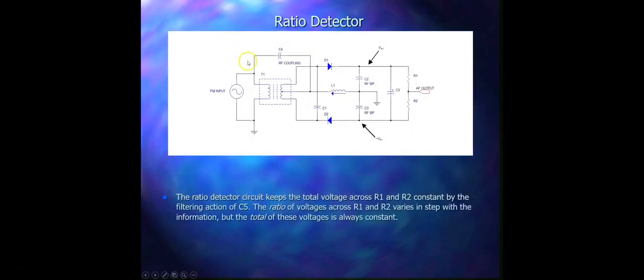The ratio of the voltage across R1 and R2 varies in step with the information, but the total of these voltages is always constant. Now, the other circuit which you see here is a ratio detector, and if you notice here, the addition is this transformer T2. Previously we had just one transformer, and this is another circuit where we have the second transformer, which is the T2 transformer.